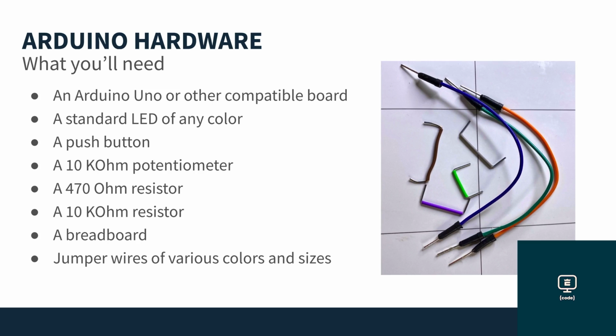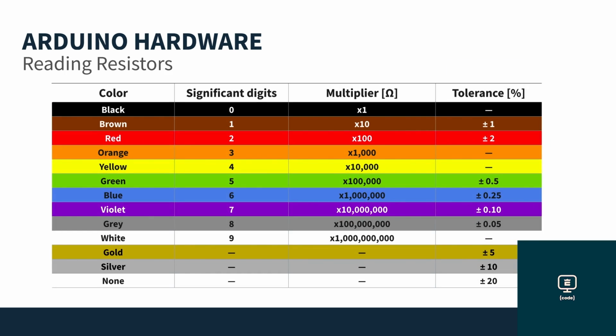And then to tie things together, if you're using that breadboard, you're going to need some jumper wires of various colors and sizes. Okay, a common skill that you'll need to have is how to read resistors. So I created this chart that you can use, and it's in the accompanying PDF that you can download. And as you might have noticed when I was showing you pictures of the resistors a moment ago, they have bands of color on them.